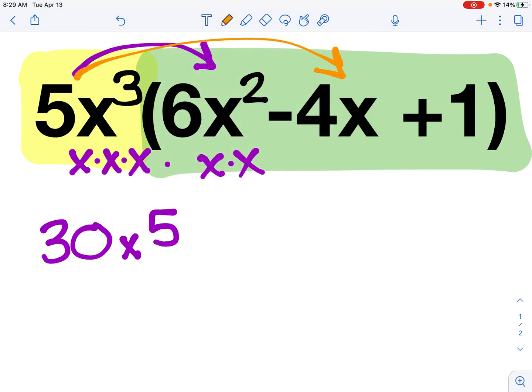Next, I'm going to multiply by negative 4x. 5 times negative 4 is negative 20. X to the third times another x would give me x to the 4th power.